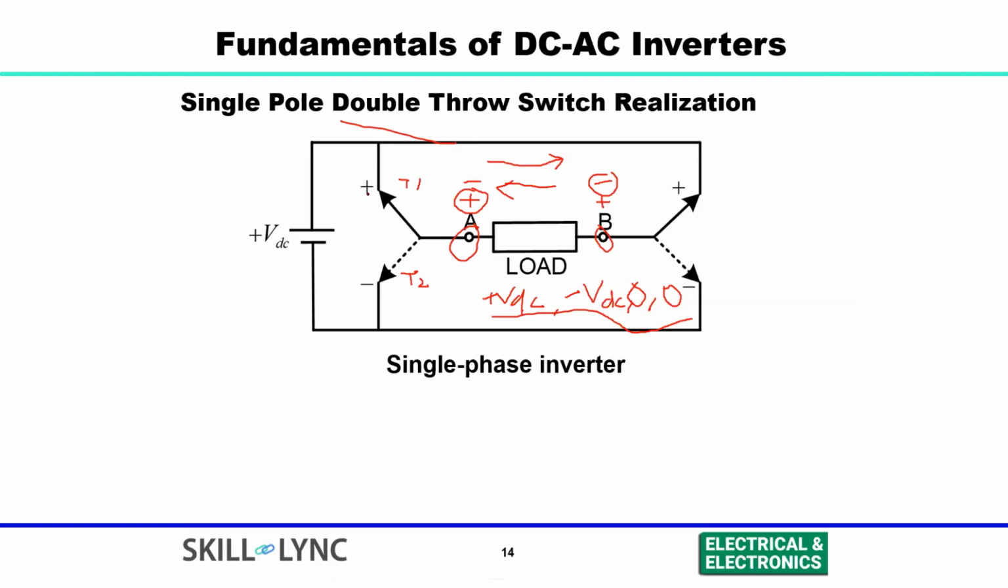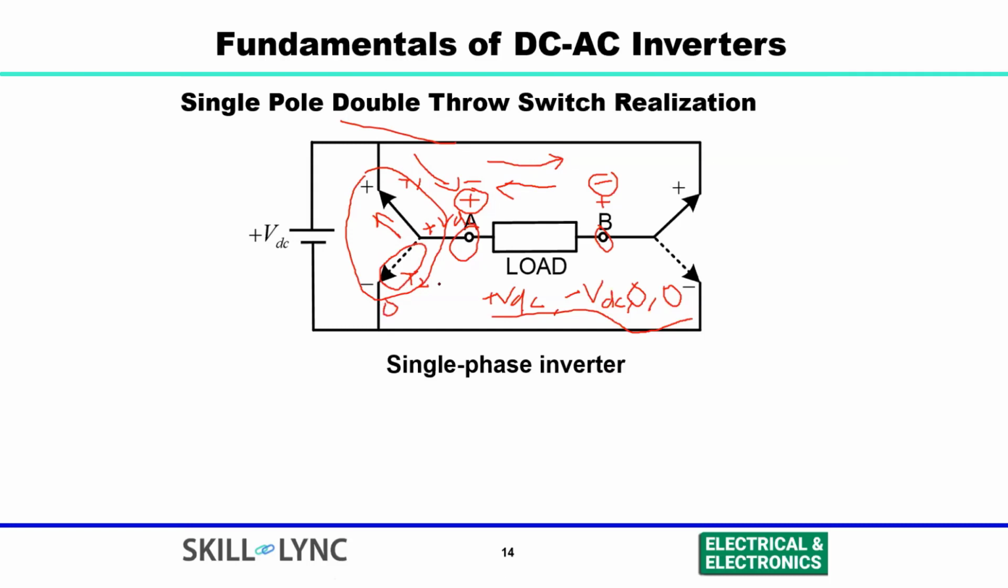So how can we realize this with a single pole double throw switch? The current has to flow in both directions, so the switch has to be able to pass current in both directions. Also, suppose this switch is on, so plus VDC will be across it. So what will be the voltage across this one? This point is 0.